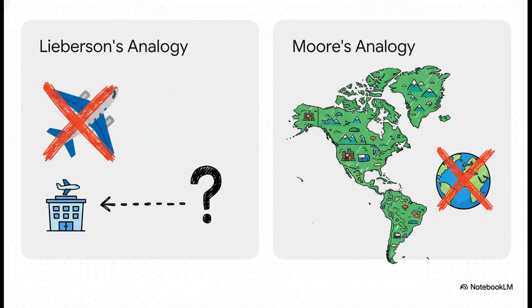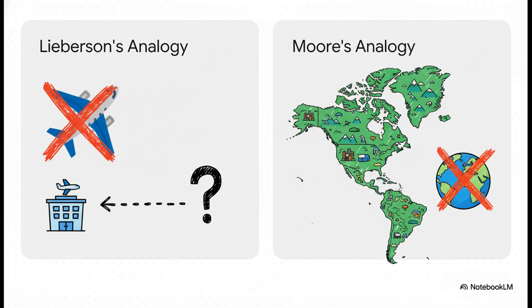Lieberson's airline analogy says you can't judge a whole airline based on one bad flight. That's generalizing from a tiny sample. Totally fair. But historians aren't trying to review the entire airline. They're doing what Barrington Moore talked about. They're creating a detailed map of a specific continent.